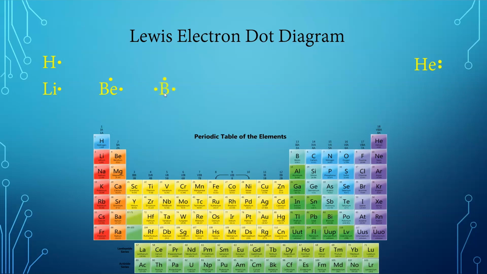Same thing happens with boron. With its 3 valence electrons and 4 orbitals, they spread out. Carbon has 4 valence electrons, but there are 4 orbitals. They each take 1 orbital. Now we get to group number 5. Nitrogen has 5 valence electrons, but only 4 orbitals. So at this point, we're going to have to pair them up.